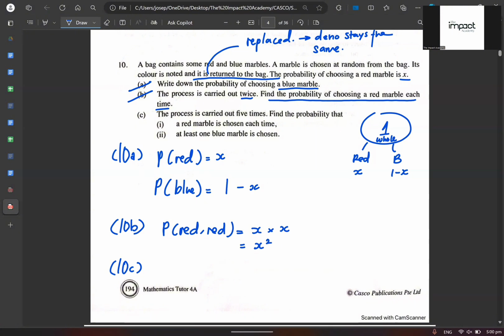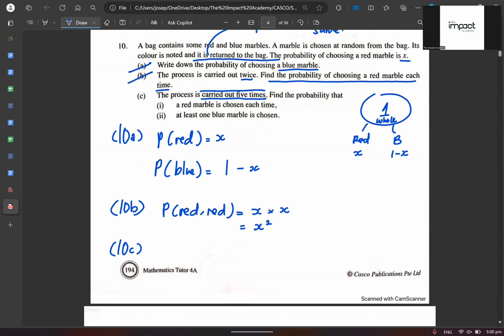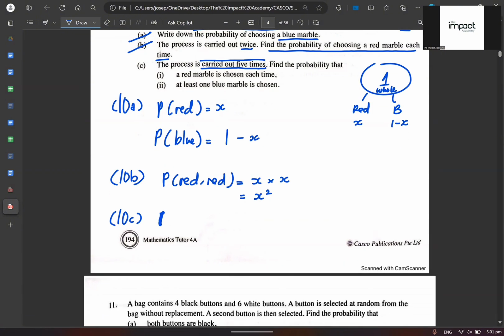10C. This process is carried out how many times? 5 times. But don't worry, because I put it back. You get what I'm trying to say? That means nothing changes, because in this situation the probability of red is X. Am I making sense? That is basically X to the power of 5. Excellent.